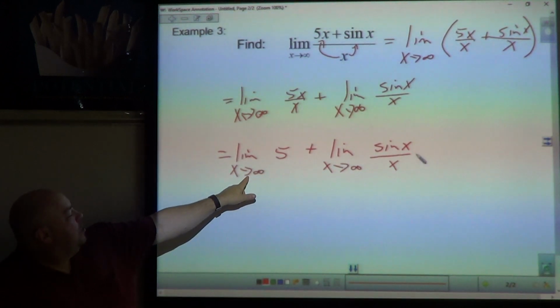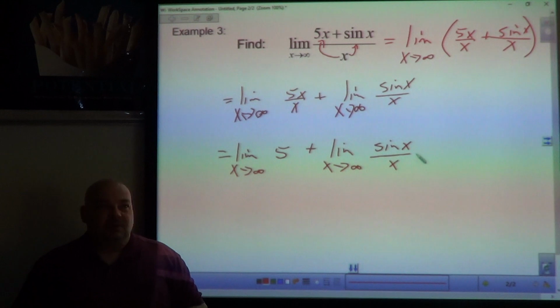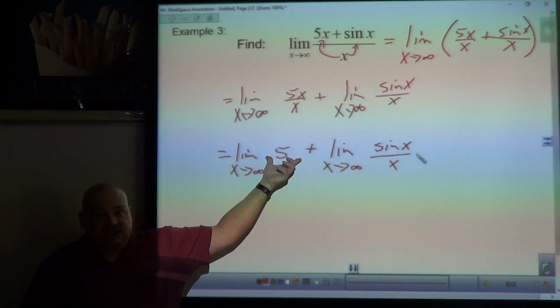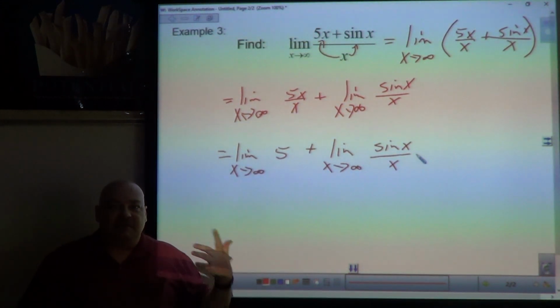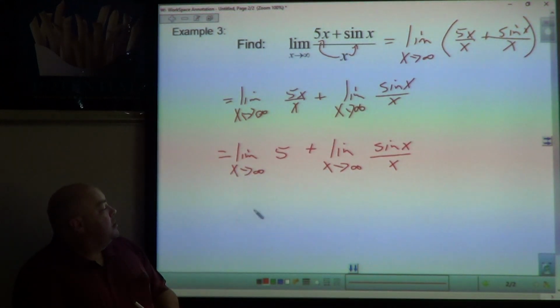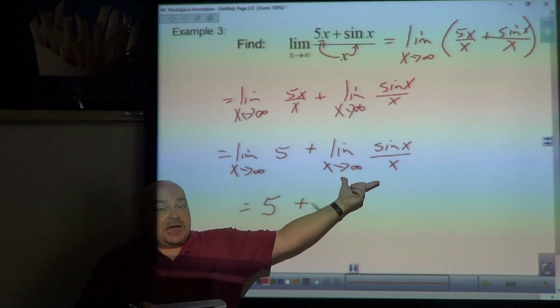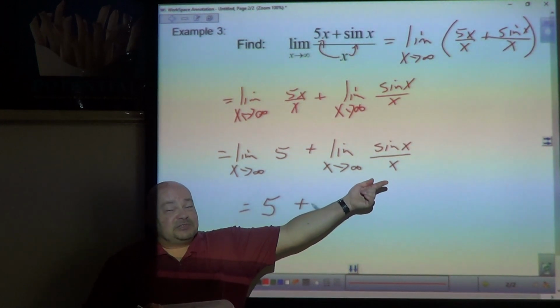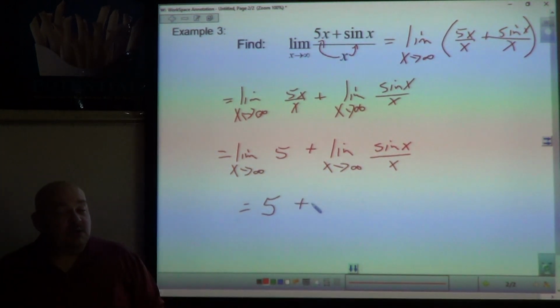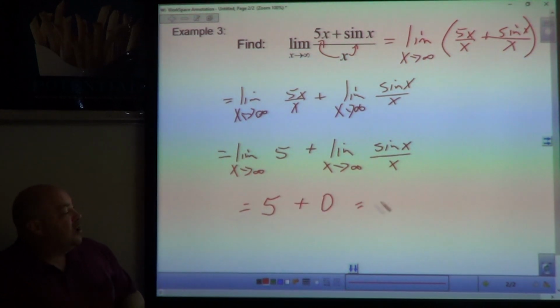Now right here, what do we know is going to happen as x goes to infinity for the value of 5? Well, since there's no x attached to it, 5 is just going to be 5 no matter what x may be. So this limit right here equals 5. And we already figured out in the previous slide what this limit is. The limit as x approaches infinity of sine x over x is going to equal 0. So our answer is 5.